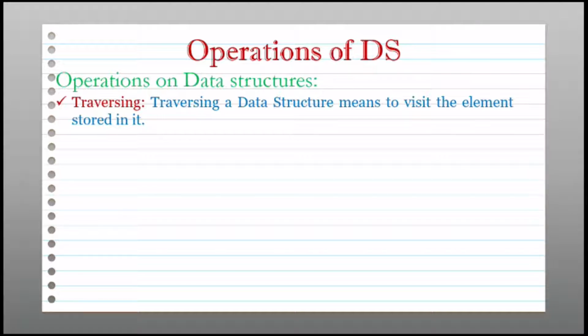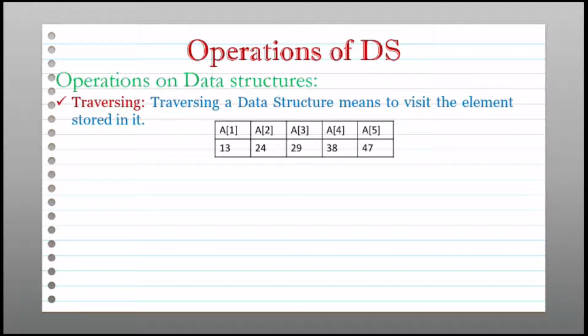So basically, suppose we want to access data stored in the data structure, we can perform this operation. So suppose this is the data structure, that is array, and we want to access these elements. So we will access all the elements. So we can say that we are traversing in the array, that is we are traveling in the array. So this operation is called traversing. So we can perform traversing operation on data structure.